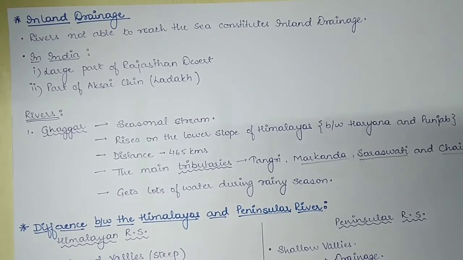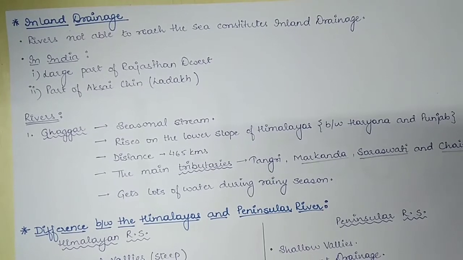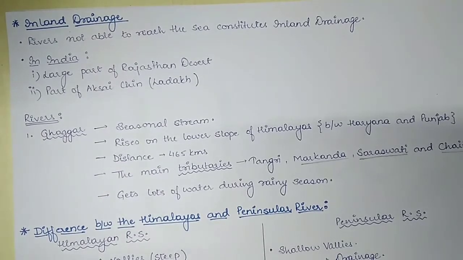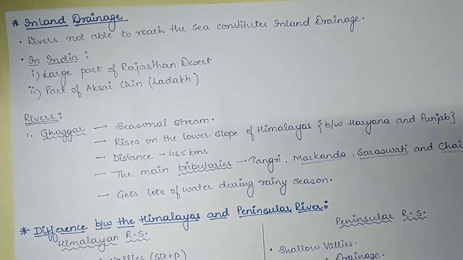Now, most of the streams drain the western slope of the Aravalli Ranges and dry up immediately after they enter the sandy arid area west of the range. Okay, and this river gets lost in the sand area. Okay, the arid area. In the arid area, it gets lost.